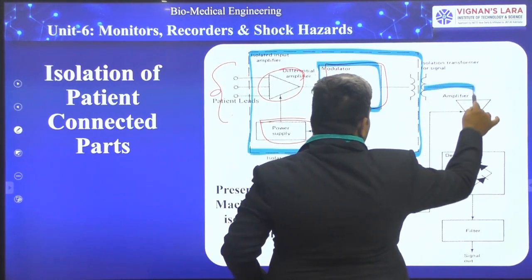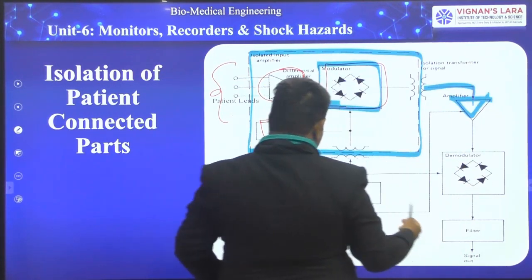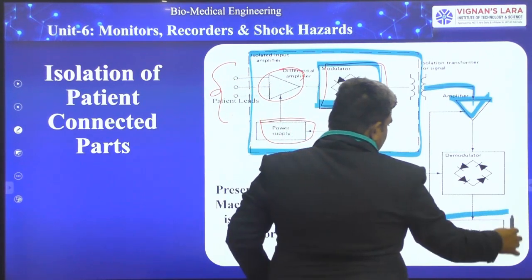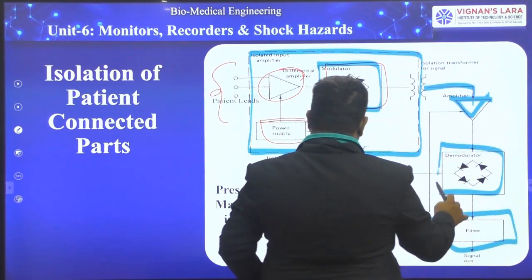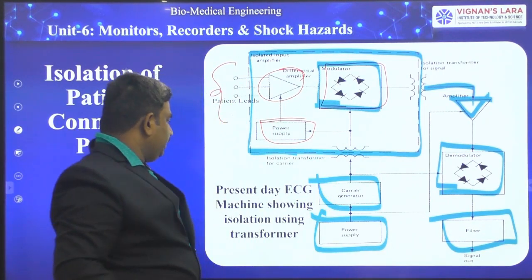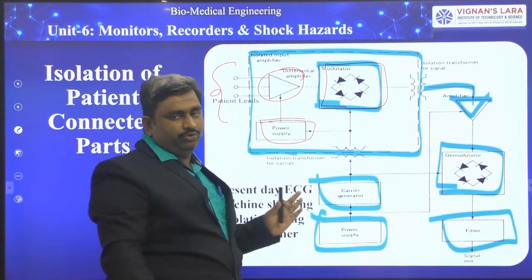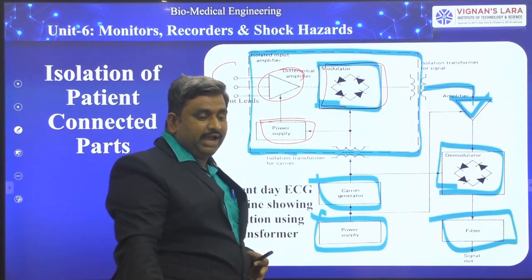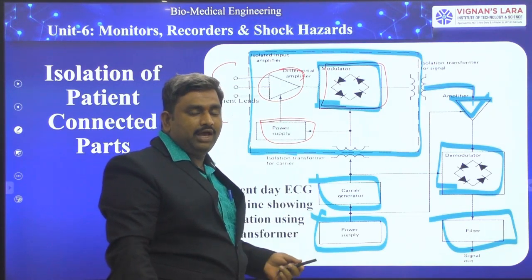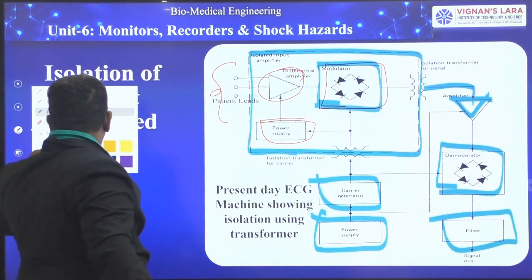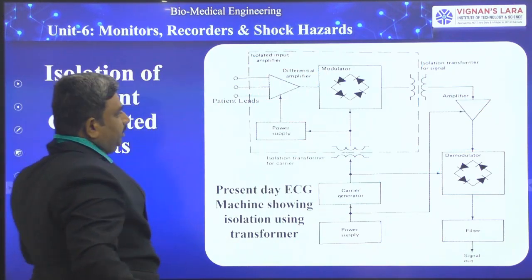And here we have an amplifier, a carrier generator, a power supply, a filter circuit, and a demodulator. So this is the present day ECG machine showing isolation using a transformer. By using the isolation transformer, we are providing the isolation concept to the ECG machine.